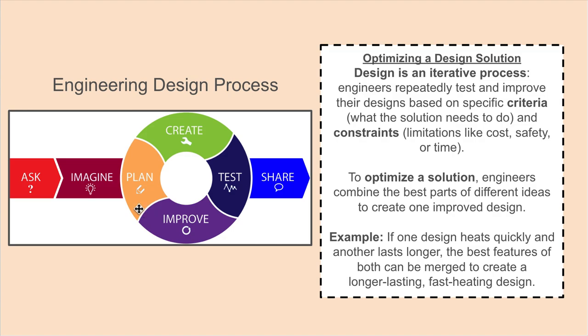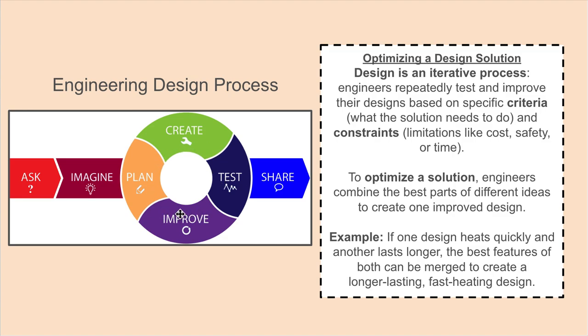You would figure out what your design specifically needs to do. That's your criteria. And then the constraints of your design, limitations like cost, safety, or time. You would then plan your idea, build it, test it, and improve it. And then you would continue this iterative process of planning, creating, testing, and improving. And you would keep doing this over and over again until you got the best solution.